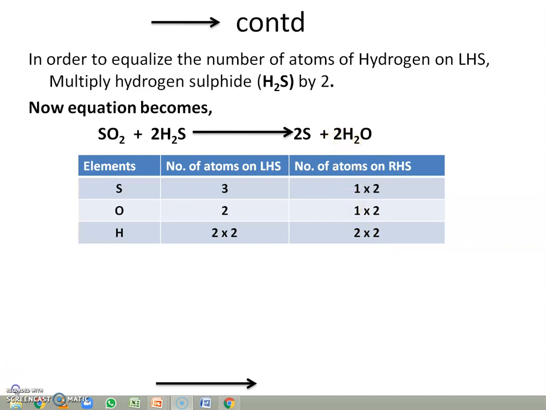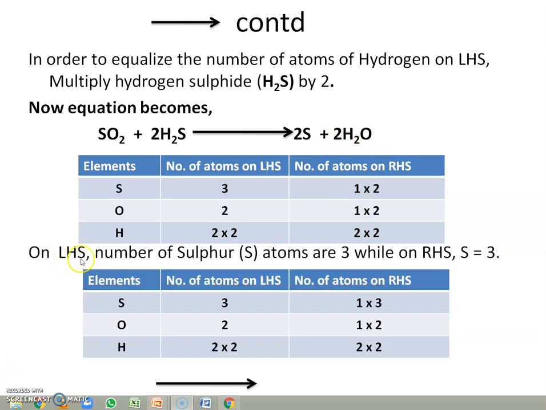But on the left hand side, the number of sulfur atoms is 3, while on the right hand side, that means on the product side, the sulfur atoms are 2. The 2 sulfur atoms which are appearing on this product side, we have to make 3. That's why we will multiply these sulfur atoms by 3, and now our equation becomes. More examples we will take on the board very soon.